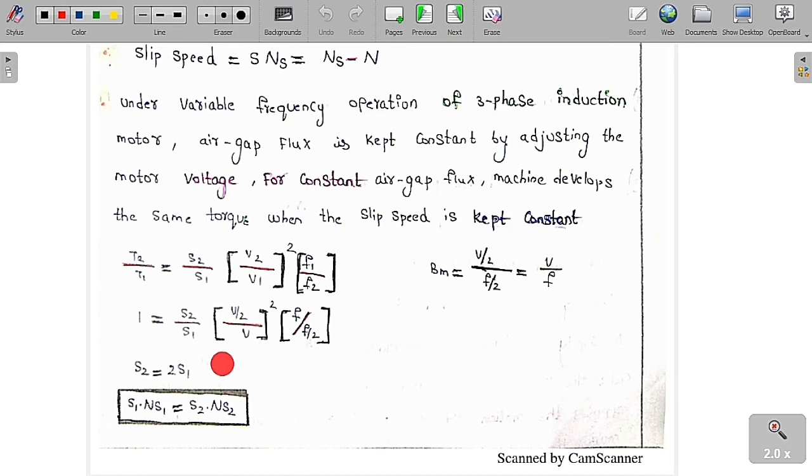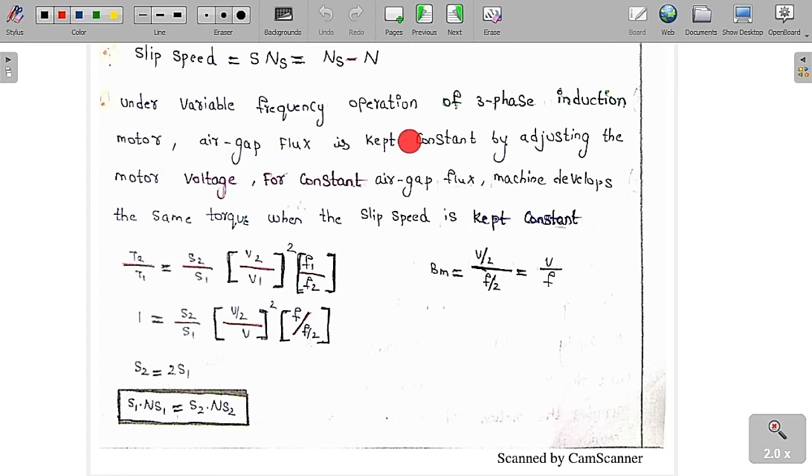So if you solve this one, we are going to get S2 is equal to 2 into S1. So S1 into NS1 is equal to S2 into NS2, because this is called the slip speed. So slip speed for the first case is equal to slip speed for the second case, if you want the torque to be the same under the V by F control. So under the V by F control, if you want the torque to be constant, then definitely the slip speed should always be equal. S1 into NS1 is equal to S2 into NS2.